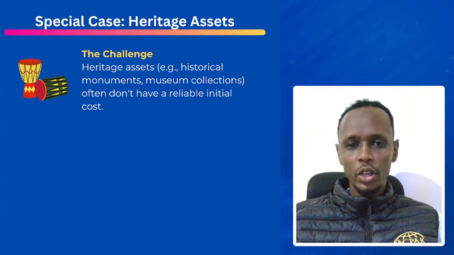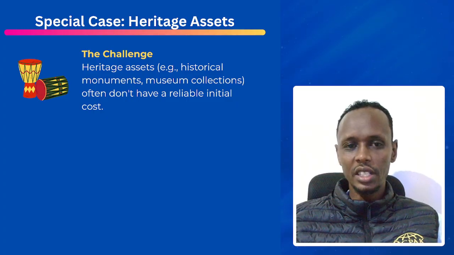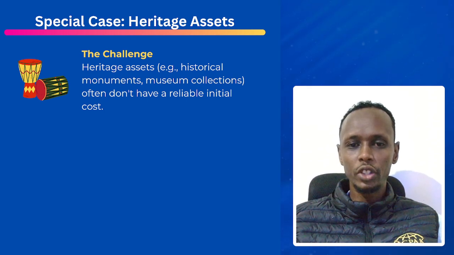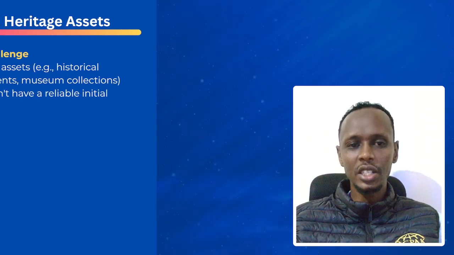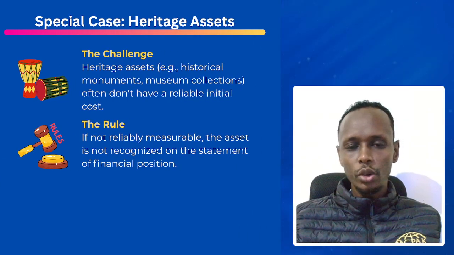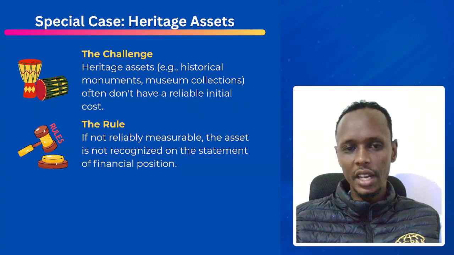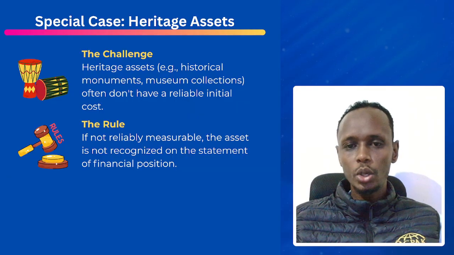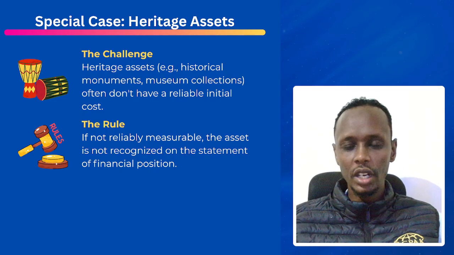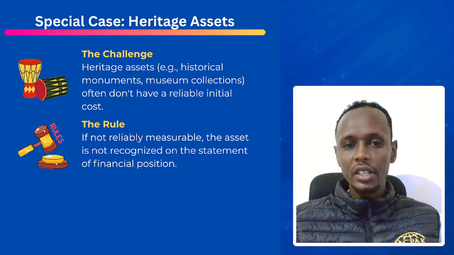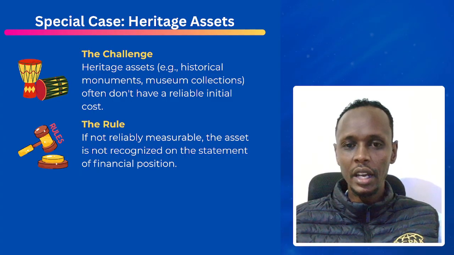So the next one is there is a special case, heritage assets. We know that most heritage assets, for example, monuments, or monumental museum collections, those in the National Museum, the Fort Jesus and the likes, can we reliably measure them? That is the challenge. So the rule is if you cannot reliably measure the asset, then the asset is not recognized in the statement of financial position or any other statement.